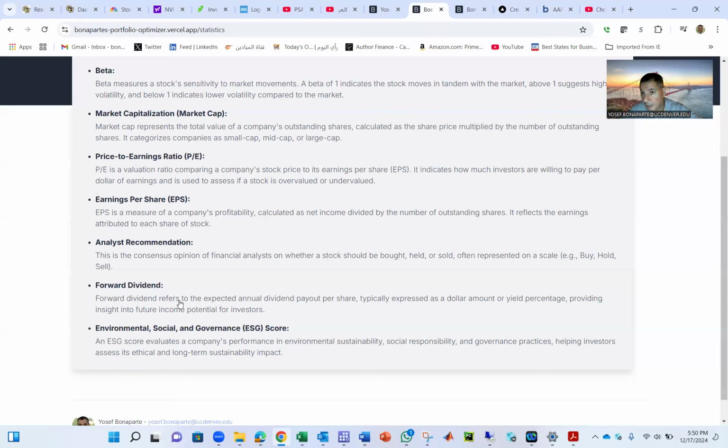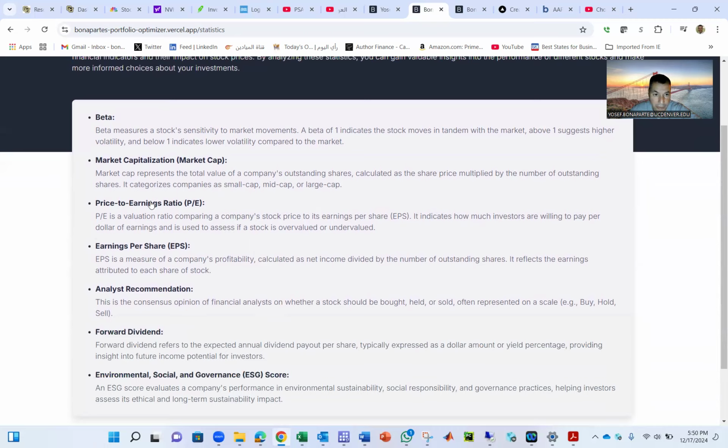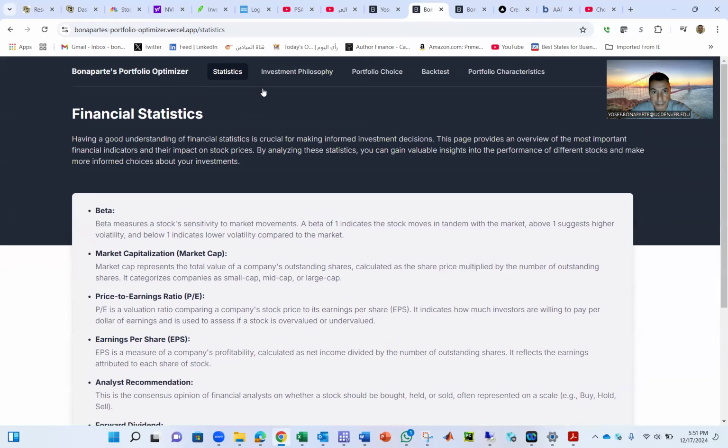Forward dividend: whether the company has a dividend or not. Some people like to buy companies with dividends. Then the environmental ESG score: every company has a score, A, B, C, D, and so on. When you buy shoes, you care about the color, the size, and things like that. When you buy a portfolio, you should take care of beta, which is the risk of the company, market cap, the size of the company, and the price earnings ratio. If PE is above 25, that means a growth company. If PE is below 25, that means a value company. Some people like growth companies, some people value companies.